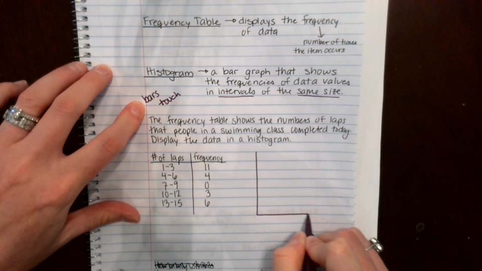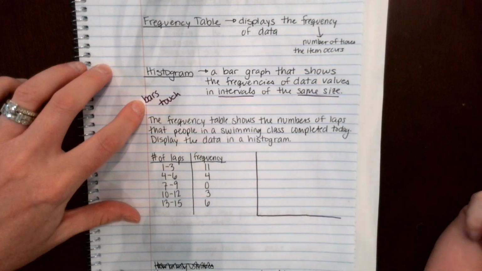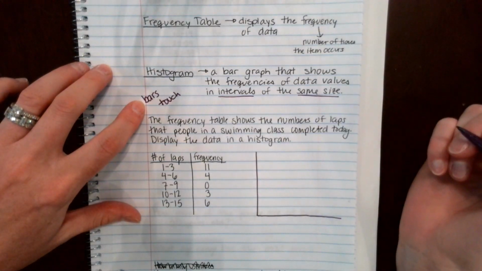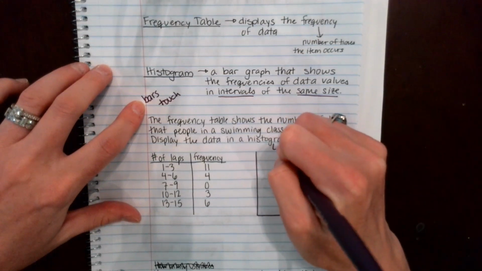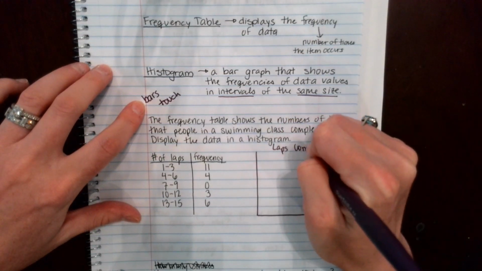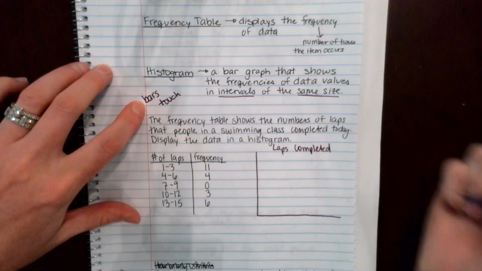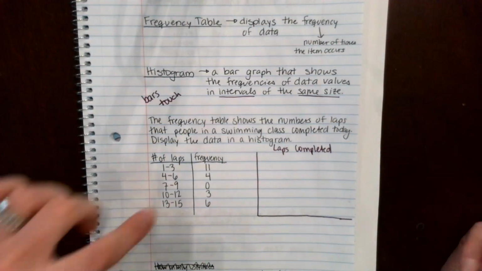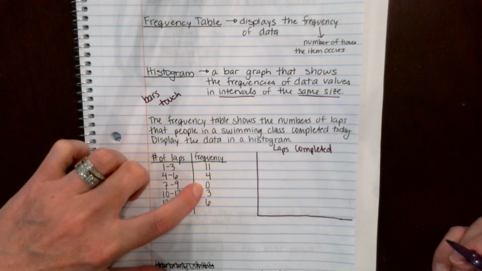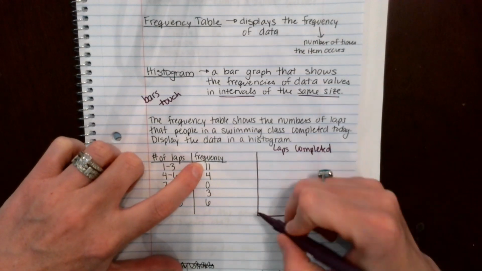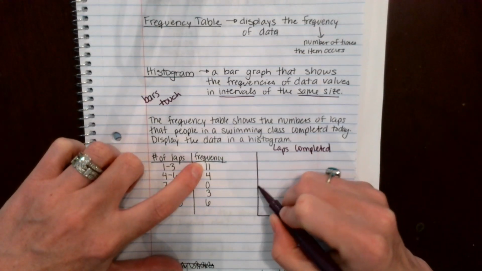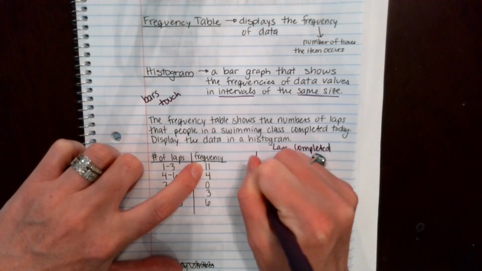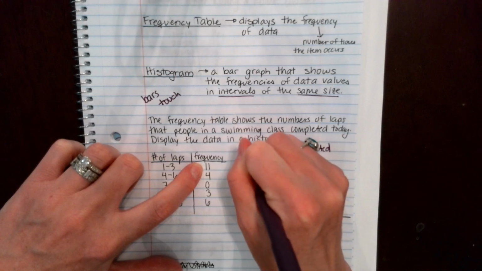Okay, so let's make a histogram. Our title would be laps completed or number of laps. Okay, I hope I made this big enough. I need to go from 0 to 11. So I'm going to count by 2s. 2, 4, 6, 8, 10, 12. That should work out nicely.